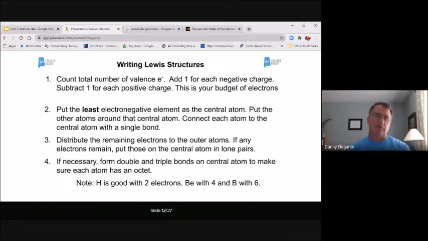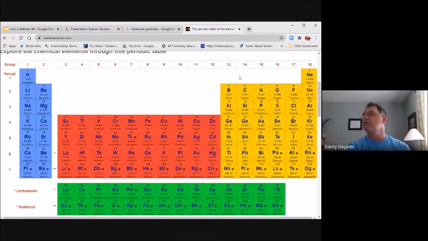Then somebody has to go in the middle. You're going to start hooking things together. The least electronegative element goes in the middle. How do you know what electronegativity is? Well, it's not on your periodic table. So who's the most electronegative element out there? Fluorine is the most electronegative element on the periodic table. So if you're thinking in terms of periodic trends, just think of greater electronegativity to the right and up, in case you need to make those decisions.